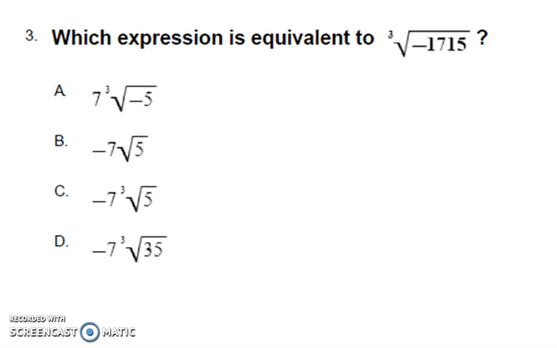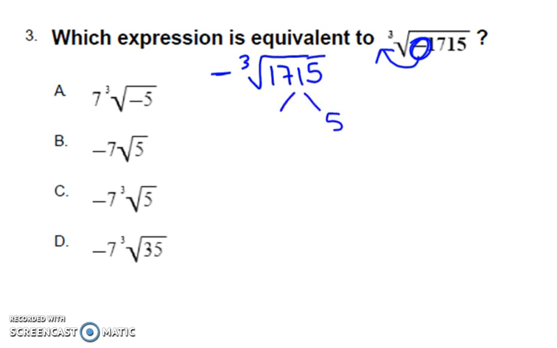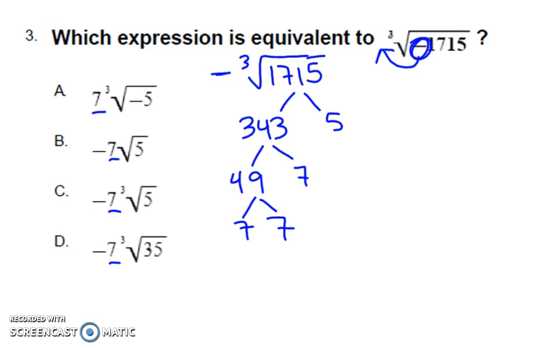Now, the cube root of negative 1,715. The first thing we want to remember, that negative sign needs to come out in front. We always want to bring the negative out in front. So now we have the negative cube root of 1715. And I'm going to start by breaking it down. Well, if I divide by 5, 1715 divided by 5 is 343. Now, if you weren't sure if 343 divides by anything, if I look at my answer choices, I have a 7 in each problem. So there's a pretty good chance that it divides by 7. And it does. 49 times 7, and 49 breaks to 7 and 7.